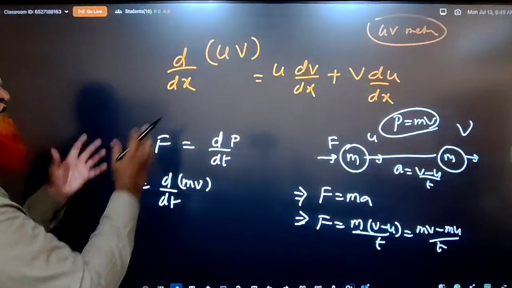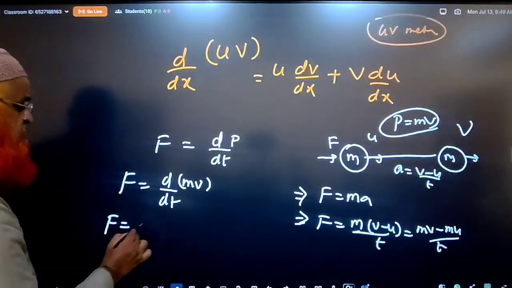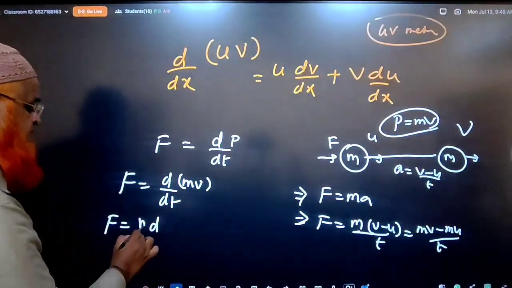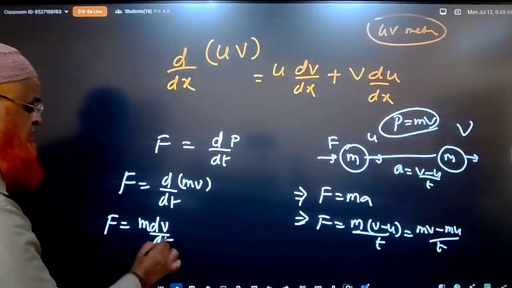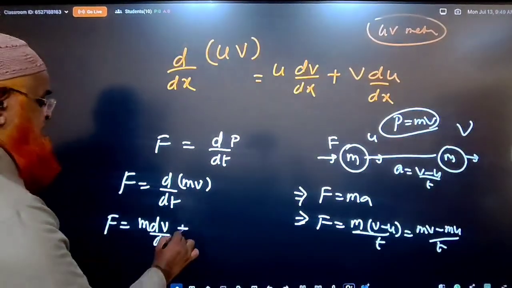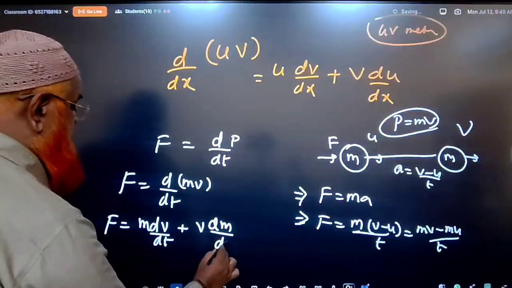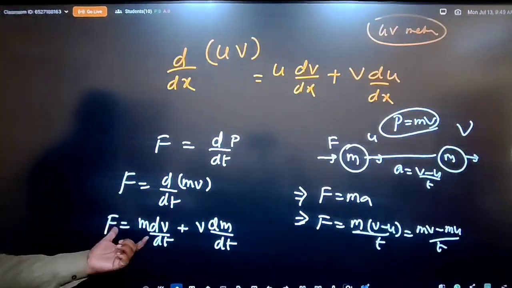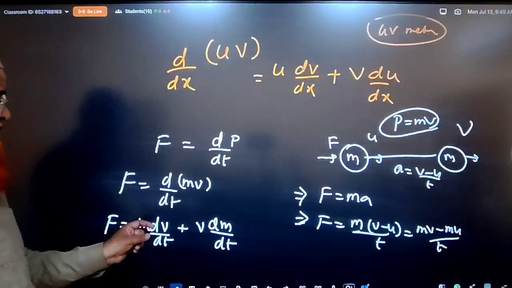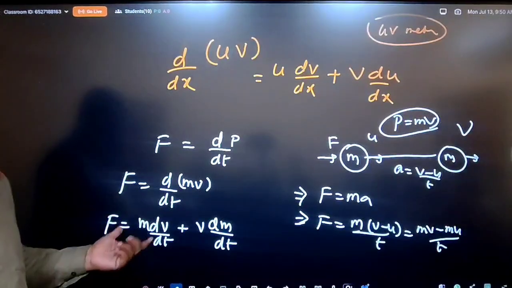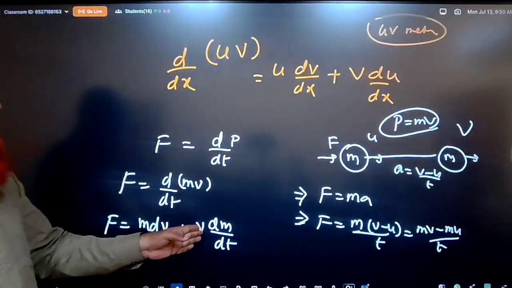Okay, so here we use the UV method. We write F is equal to m considered as constant, and we differentiate v with respect to time, and sometimes we take v as the constant and differentiate with respect to time for mass. So what is the meaning of this? In the first case velocity is variable and mass is constant, and in the second case velocity is constant and mass is variable.